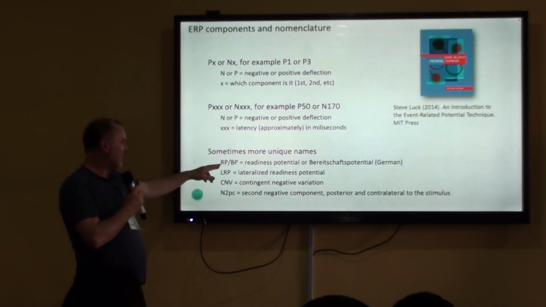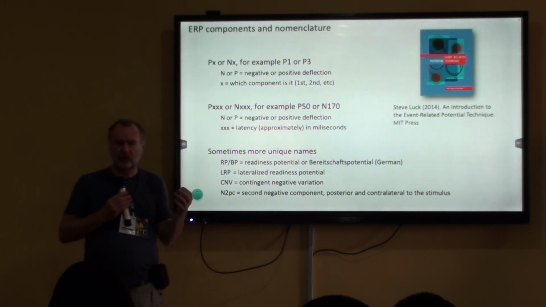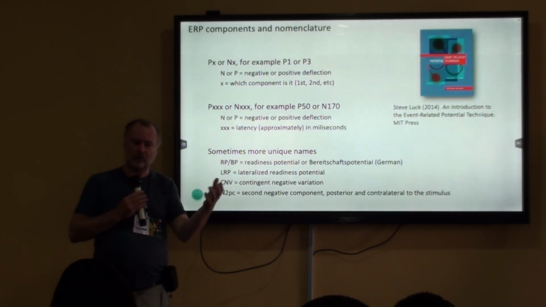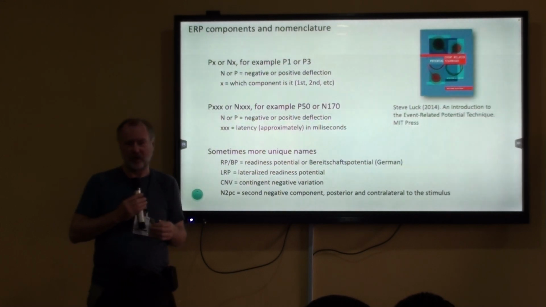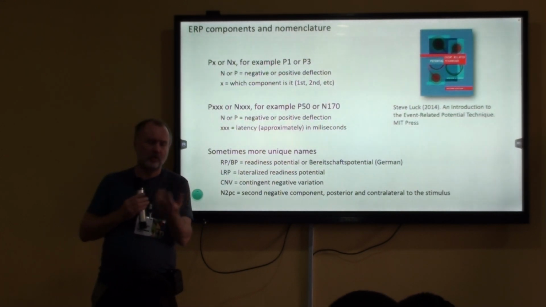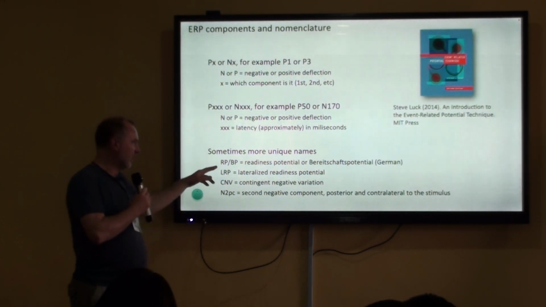And sometimes we have components that have more unique names. So for example, the readiness potential. The readiness potential was discovered by a German researcher, and back then in Germany they were still publishing everything in German. So it's also known as the Bereitschaftspotential. And this Bereitschaftspotential is still terminology that some people stick to, although I think the tendency is now more to use the English term, which is the readiness potential.